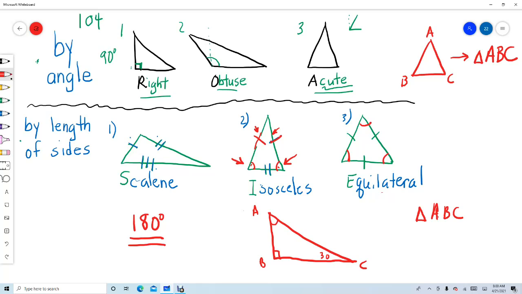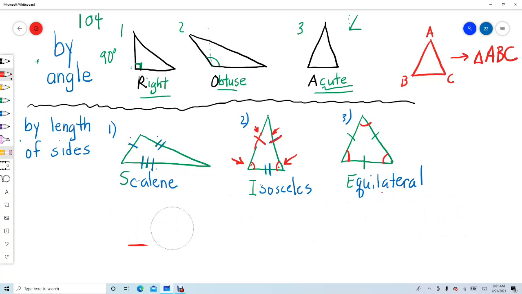Okay. They may give you a drawing like this, and they may say, what is the measure of angle A? Well, if angle C is 30, we know that angle B must be 90 because it's a right angle. 90 plus 30 is 120. They all have to add up to 180. Let's subtract out 120. We have 60 left. Angle A must be 60. So they add up to 180. And that is pretty much what they're going to cover for you in lesson 104. That's what the practice will entail.